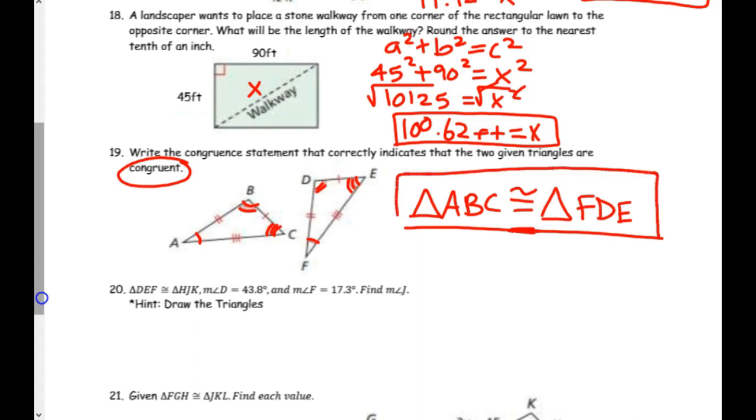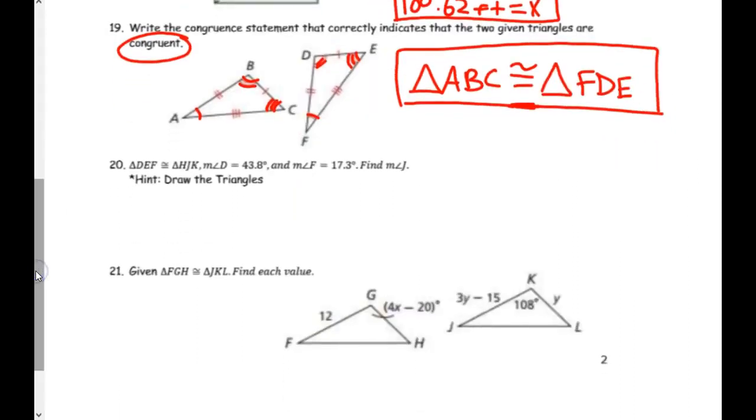So, make sure you actually look at it. Triangle DEF is congruent to HJK, okay? So, drawing a picture is always nice. DEF.